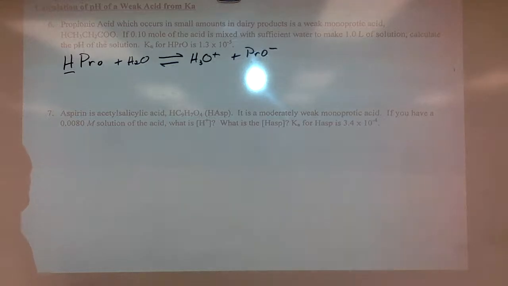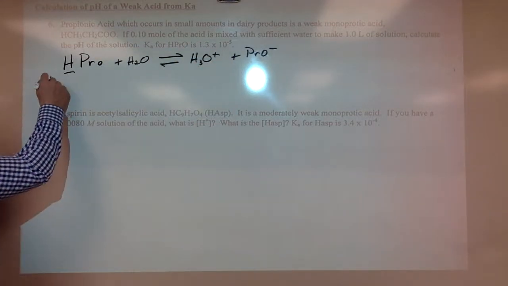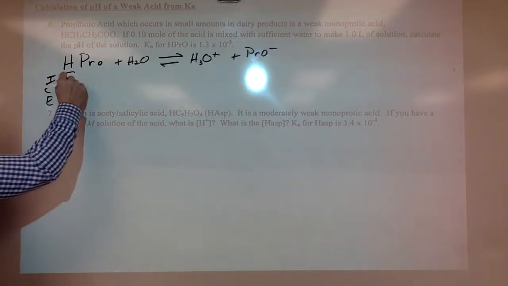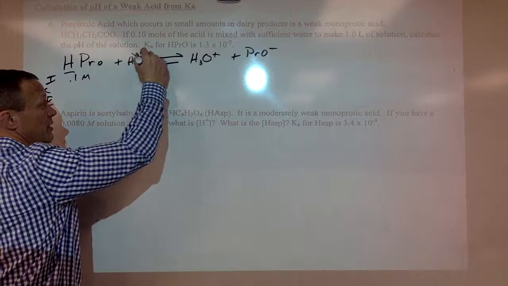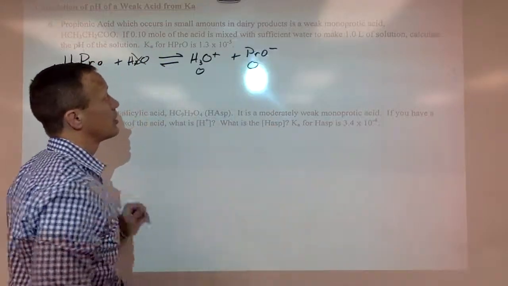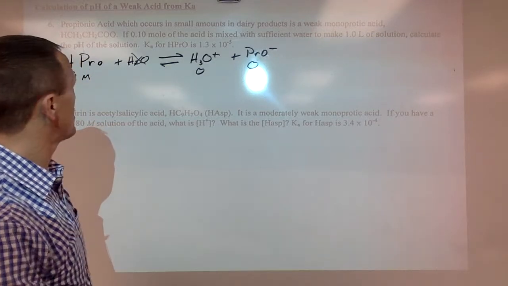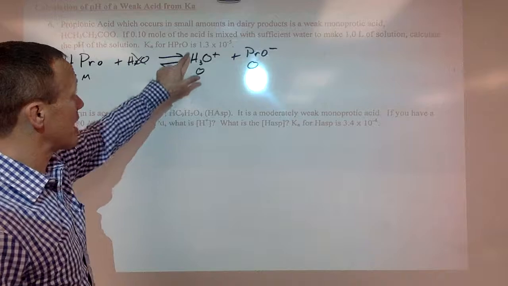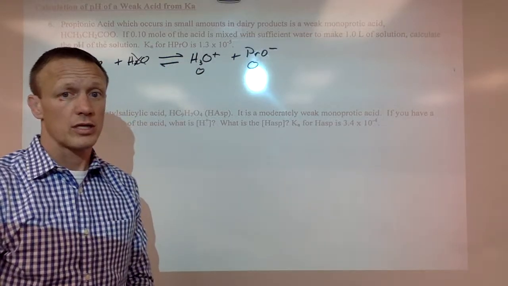So this tells us that we have 0.1 mole in 1 liter of solution. So initially, this is 0.1 molar. Water's not going to be important in this, so we really don't need it in there. This is 0 molar, and this is 0 molar to start with. Here's our Ka value, and we're trying to figure out the pH.